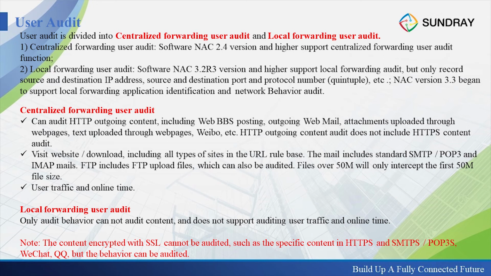The second is the visit website download. This one includes all the types of sites in the URL rule base. For example, the mail. The mail includes standard SMTP, POP3, and IMAP mails. Also, FTP is also supported. Next is the user traffic and the online time. For this one, you can audit the user's traffic and online time.